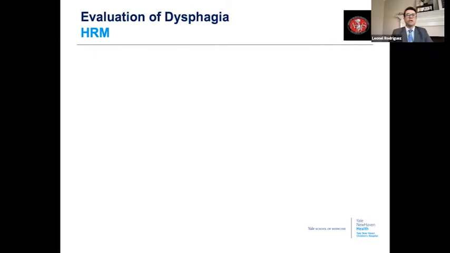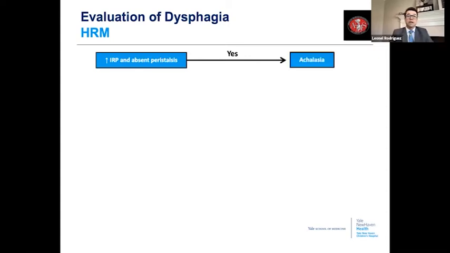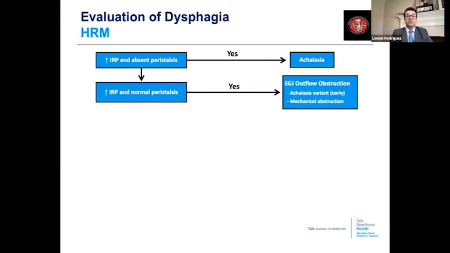So let's talk about how we evaluate dysphagia based on high-resolution manometry in children. We follow algorithms very similar to what adults do. We evaluate the IRP and peristalsis, and those that have increased IRP and absent peristalsis is what we label as achalasia. Those that have elevated IRP but normal peristalsis, we label them as EGJ outlet obstruction, and it could be an early presentation of achalasia, or most commonly in pediatrics, a mechanical obstruction. Typically, congenital strictures, rings, or other types of malformations.